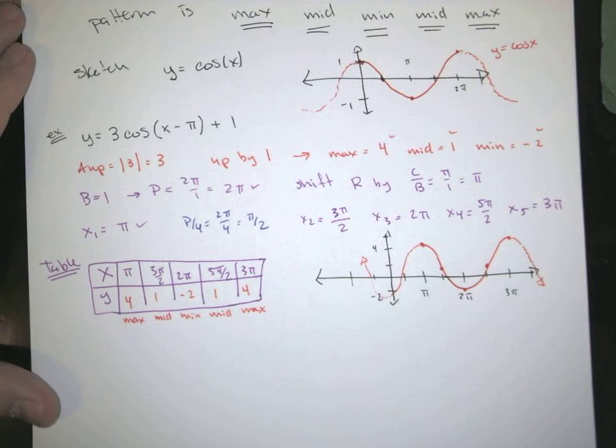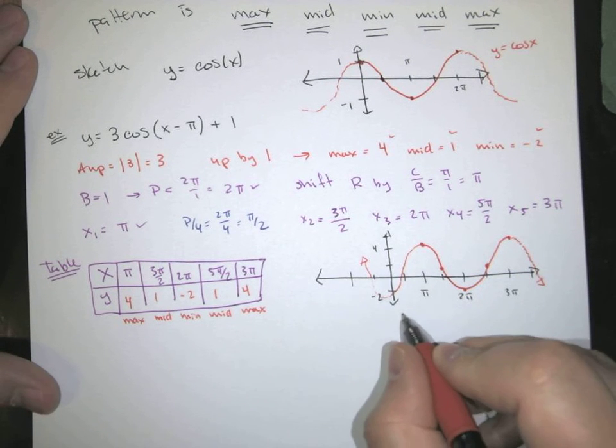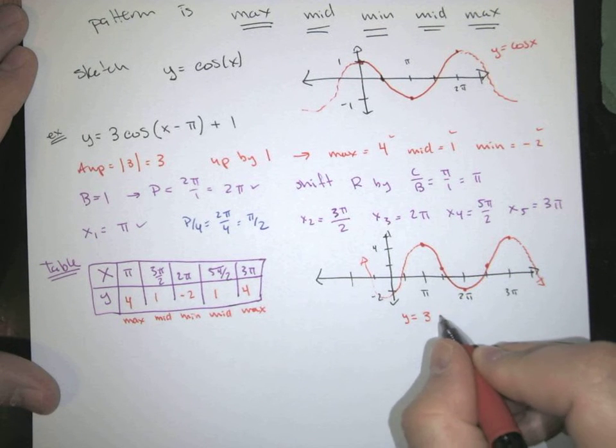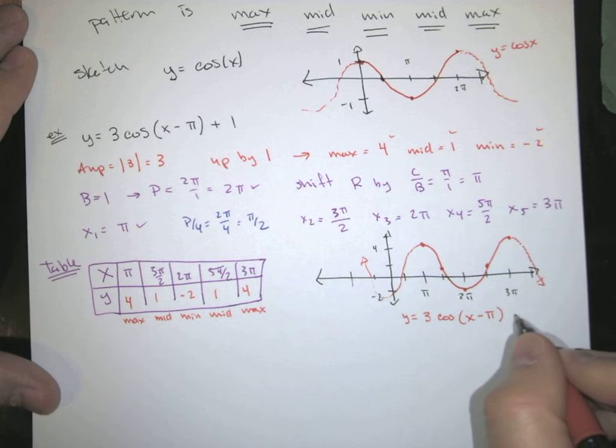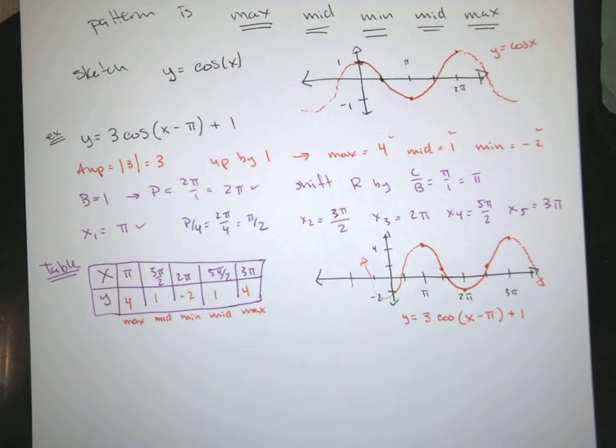No problem. What the heck was that? That was y is 3 times cosine of x minus pi, plus 1.